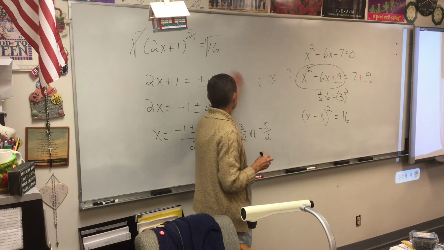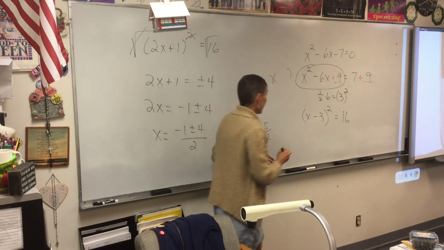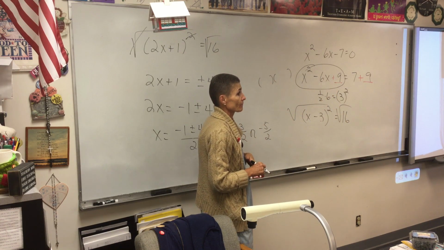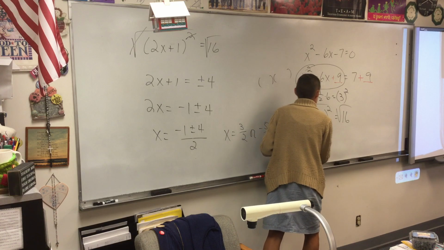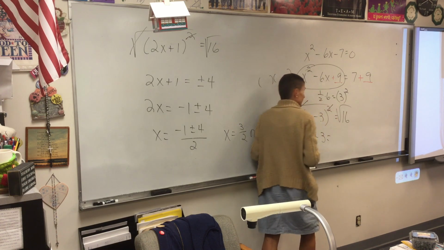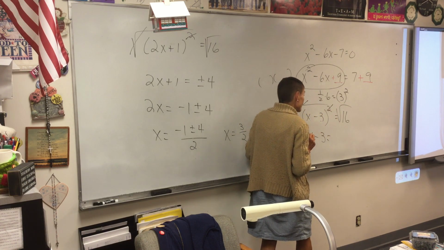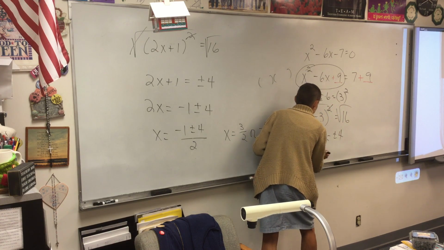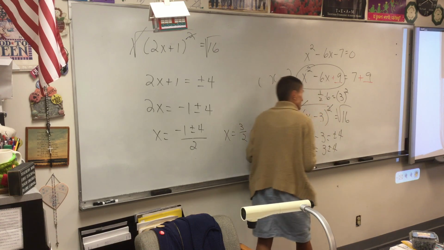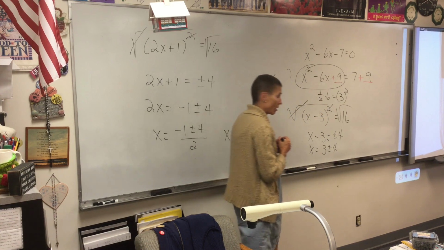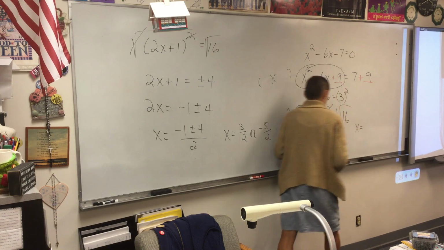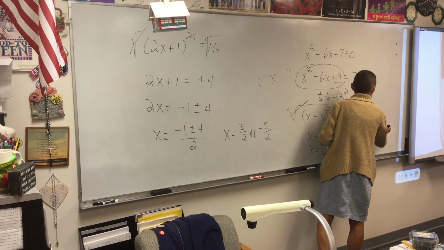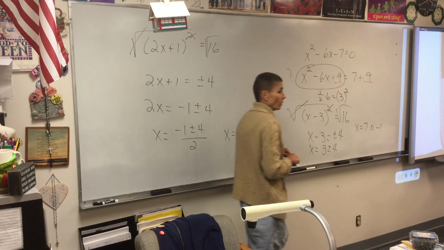Now what do we do here? It looks just like these did. Now we take the square root. So X minus 3, because these go away, equals what? Plus or minus 4. X equals 3 plus or minus 4. So your answers are 3 plus 4, which is 7, and 3 minus 4, which is negative 1.